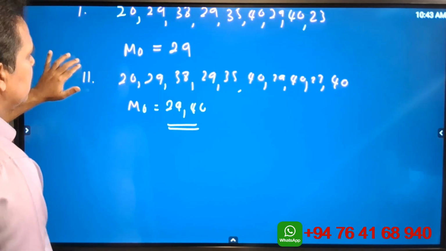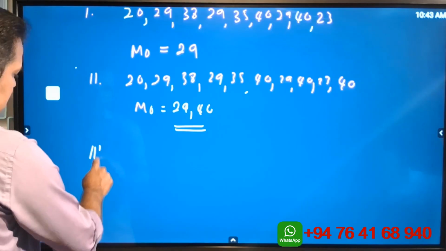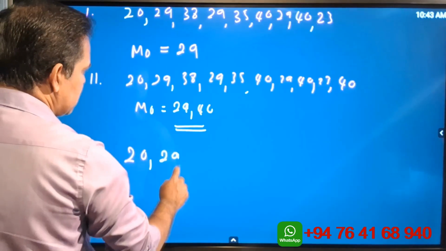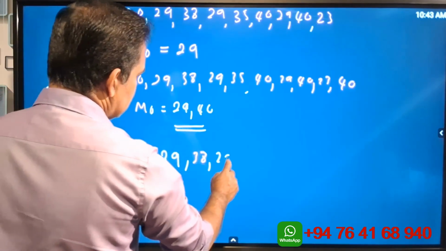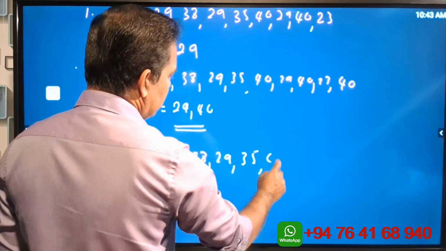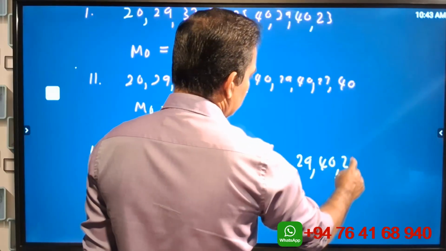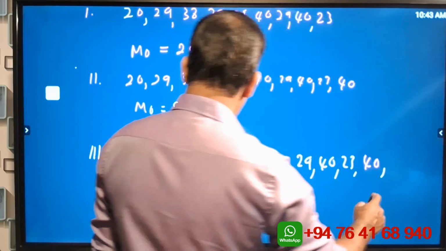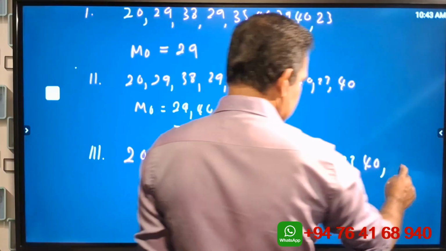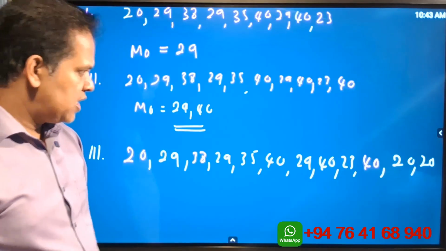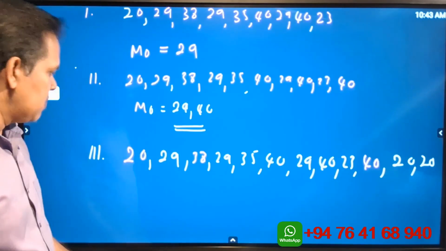Okay, now I consider a third example: 20, 29, 38, 29, 35, 40, 29, again 40, 23, 40, and I consider 20 and 20 as well. Now tell me the modes. What is the mode?